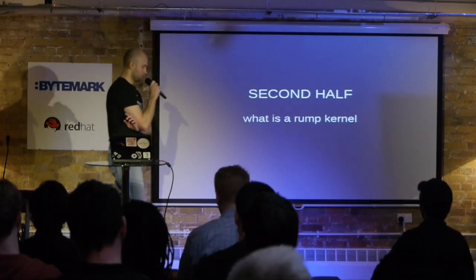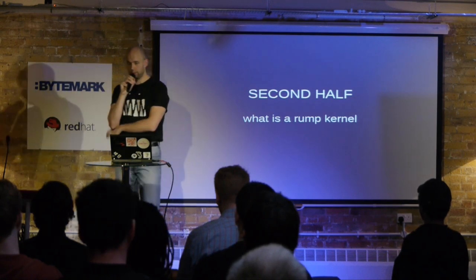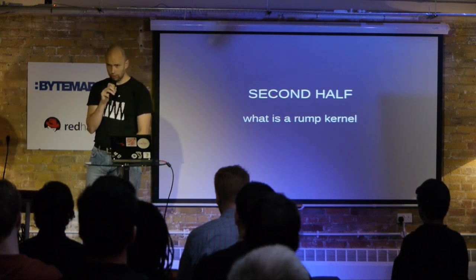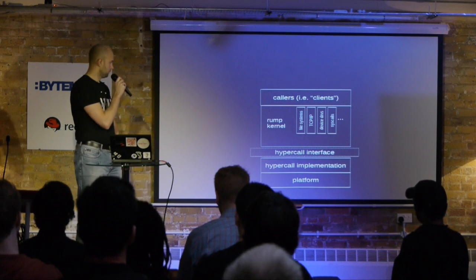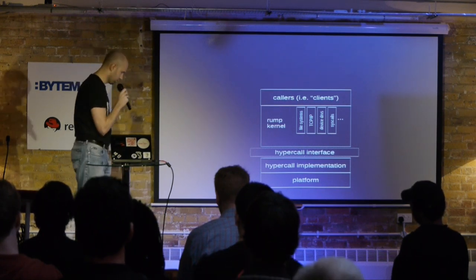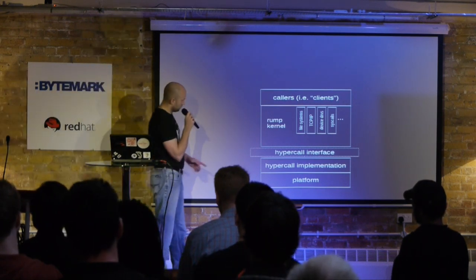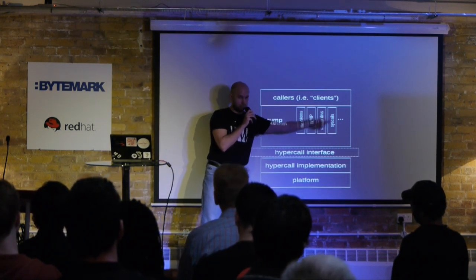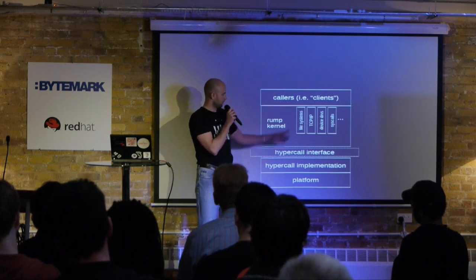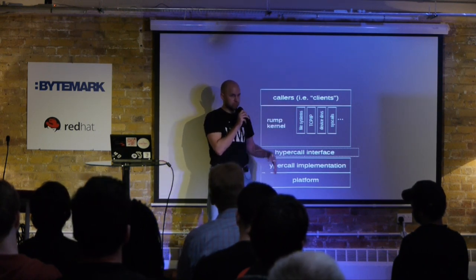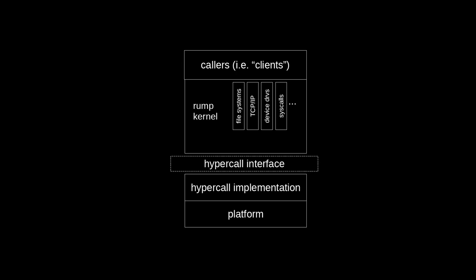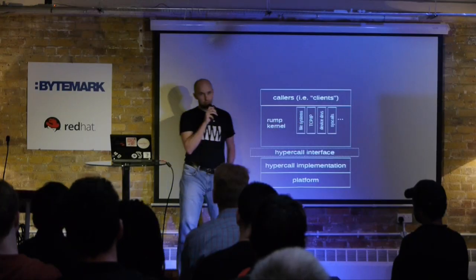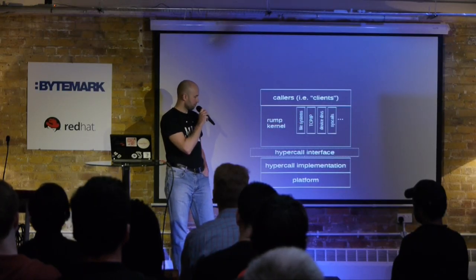Okay, so to get to the second half of the talk: what is a rump kernel? Here's a very simplified picture of a rump kernel. This says rump kernel, and these are all the drivers that the rump kernel can provide. It can provide file system drivers, TCP/IP drivers, device drivers, and also, which seems insignificant but is actually very important, system call handler drivers so you can run existing applications.